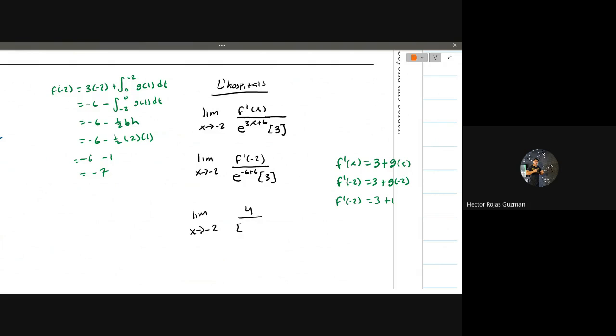E to the power of 0 is 1. 1 times 3 is 3. So we get 4/3.